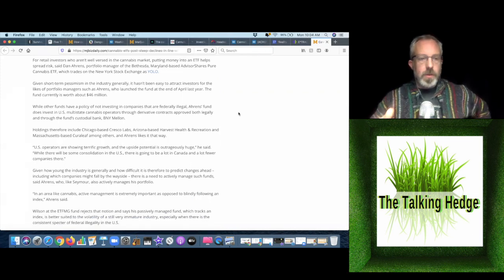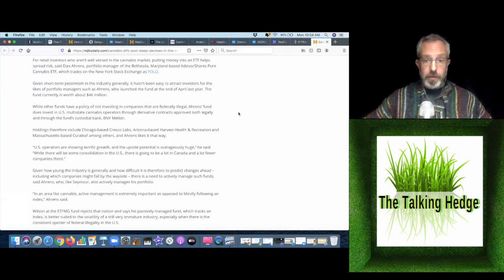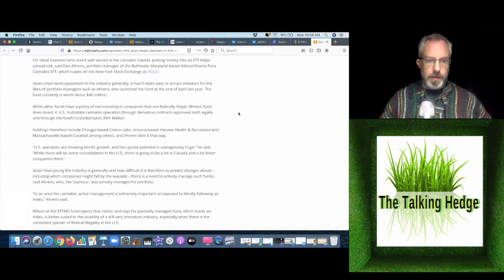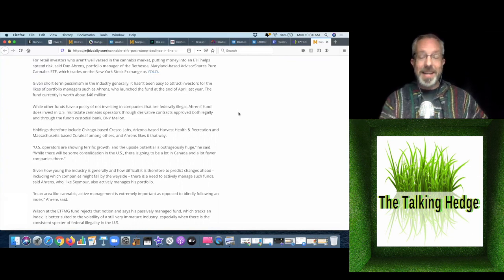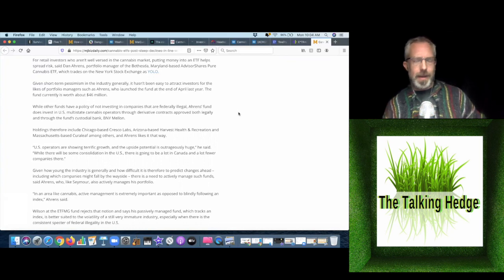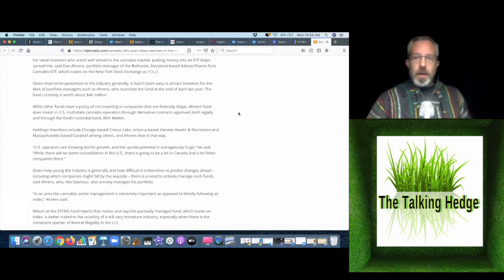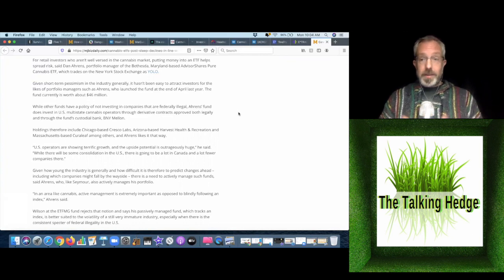So this article goes on to say that given how young the industry generally is and how difficult it is to predict changes ahead, including where companies might fall, there is a need to actively manage such funds, unless you have an AI-based algorithm that's managing that for you. So stepping up that game from active versus passive is, I think, in the past.